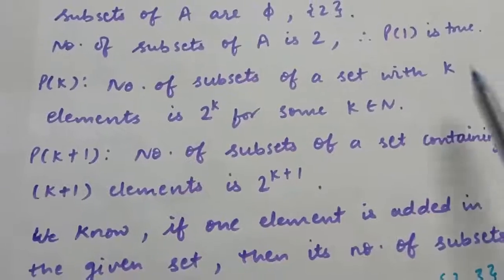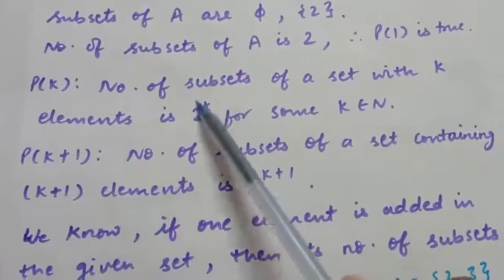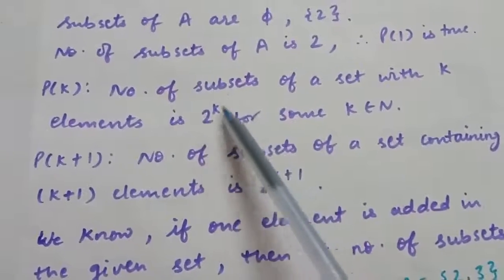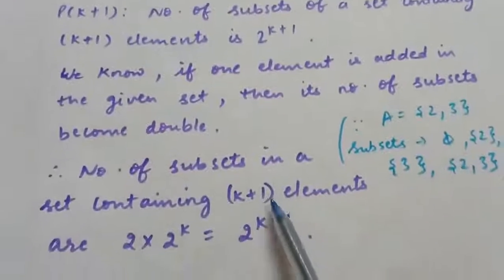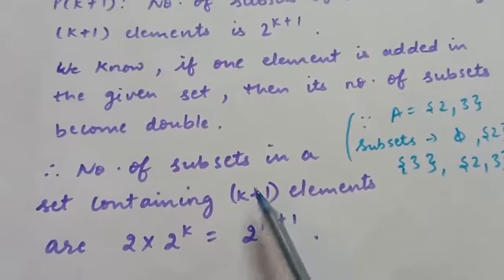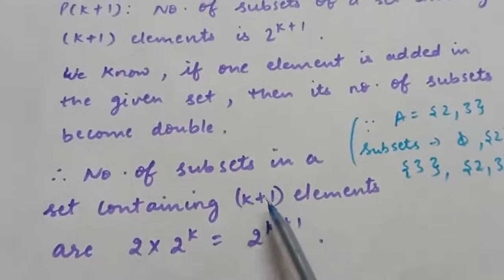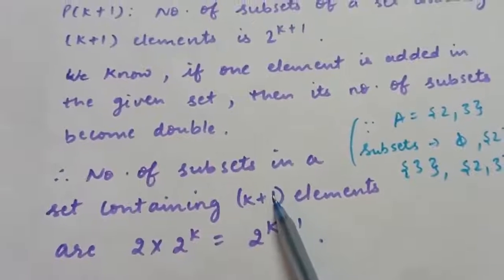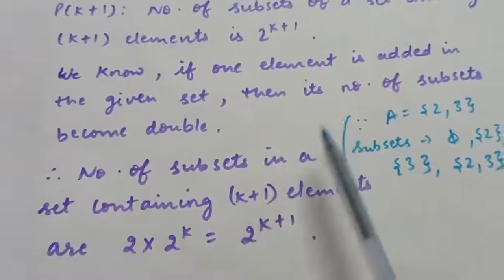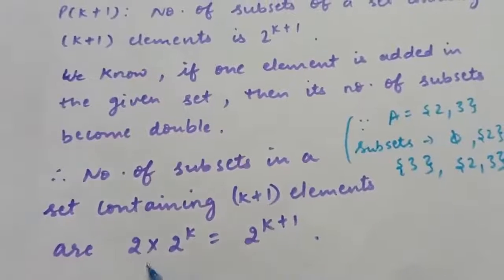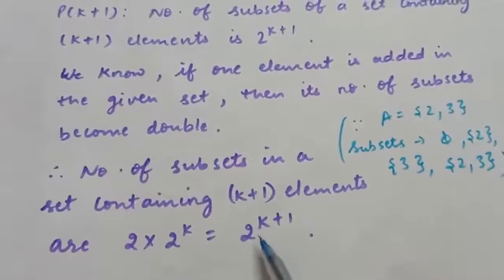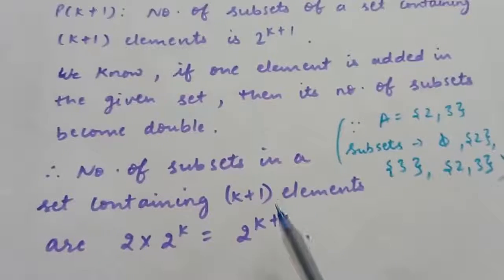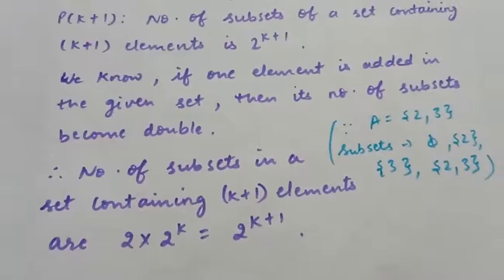So a set with k elements has number of subsets as 2 raised to the power k. Now a set containing k plus 1 elements has one element more than the set containing k elements, so its subsets get double. So 2 into 2 raised to the power k, which is 2 raised to the power k plus 1. This is what we wanted to show. So this is also true.